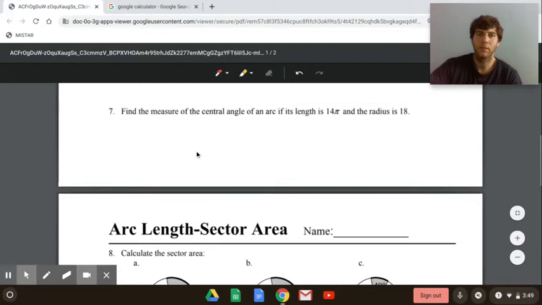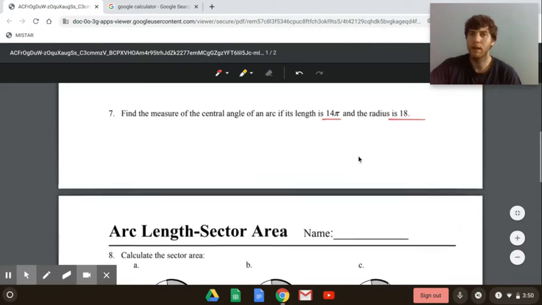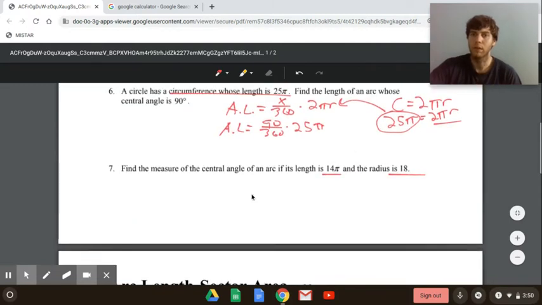All right, 7, find the measure of a central angle if its arc length is 14 pi and its radius is 18. So again, you're using your arc length formula. You're going to substitute in 14 pi for arc length and then 18 for the radius, and then you can solve for x, which would be your central angle.